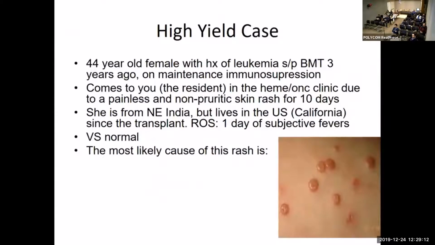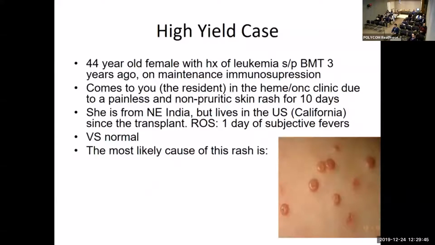This is a 44-year-old female with a history of leukemia, status post bone marrow transplant 3 years ago. She's on maintenance immunosuppression. She comes to you, the resident in the Heme Clinic at Mount Sinai West, due to a painless, non-pruritic skin rash for 10 days. She's from Northeast India, but has lived in the US since the transplant, specifically in California. In the review of systems, the only positive is 1 day of subjective fevers. Vital signs are normal.